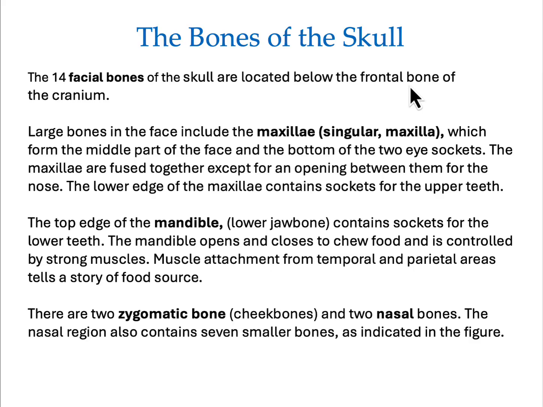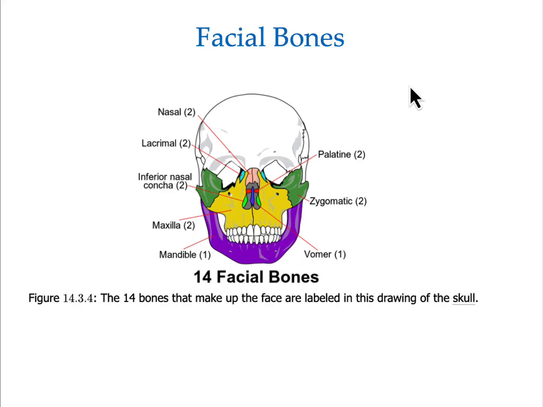There are 2 zygomatic bones, which are also called cheekbones, and 2 nasal bones. The nasal region also contains 7 smaller bones. There we have facial bones.